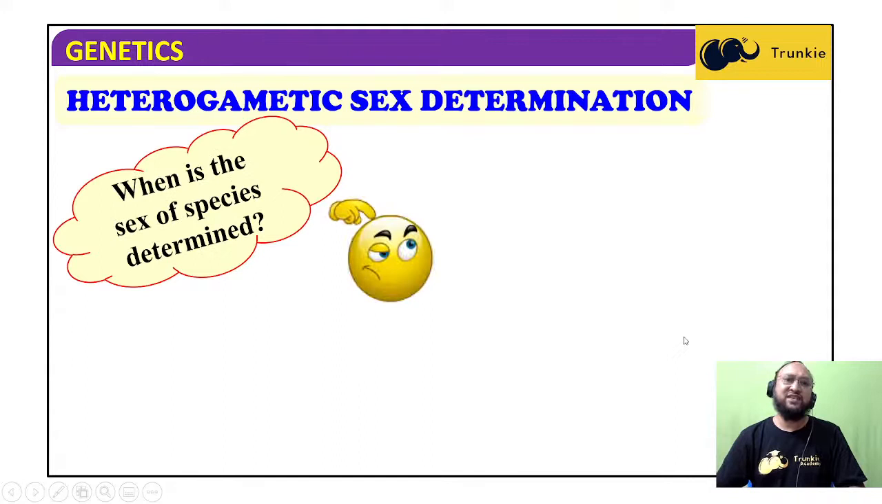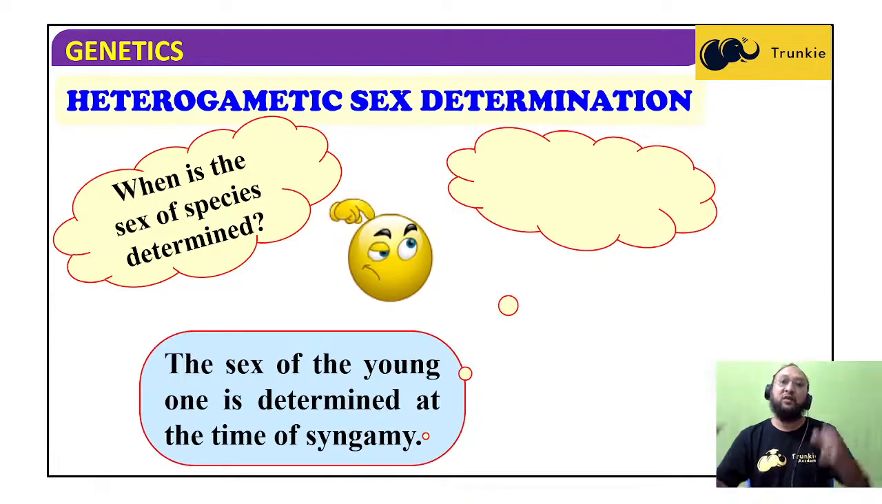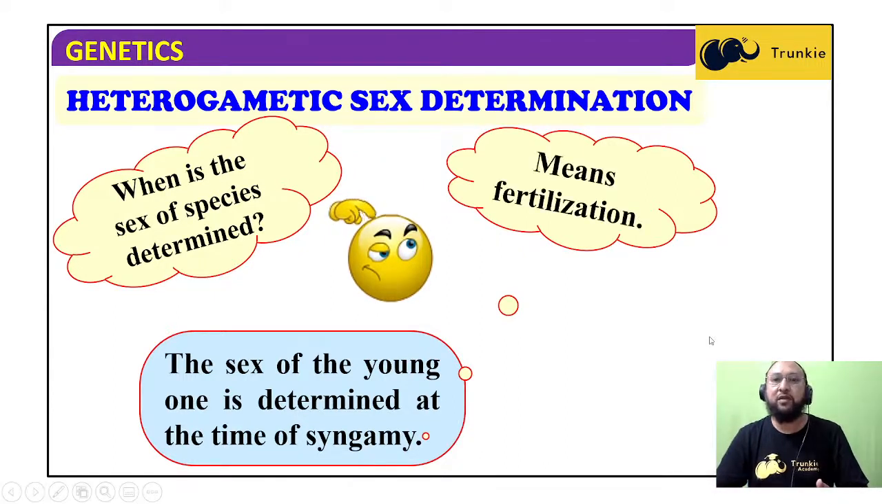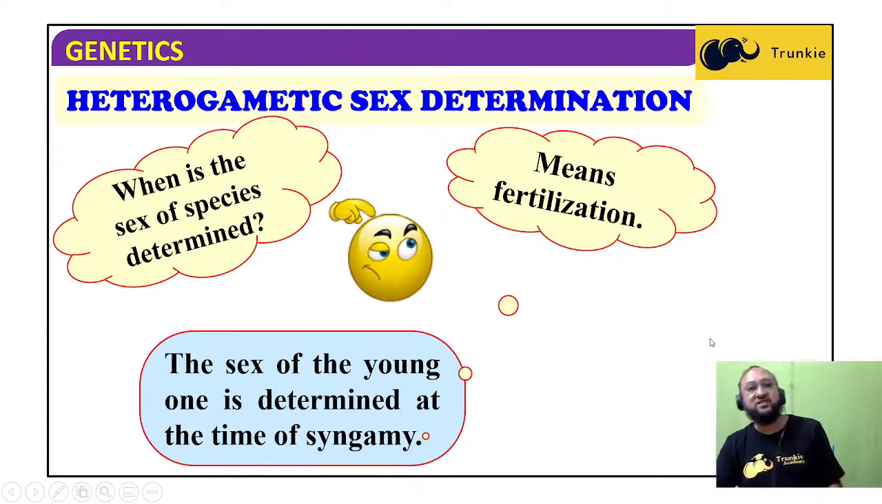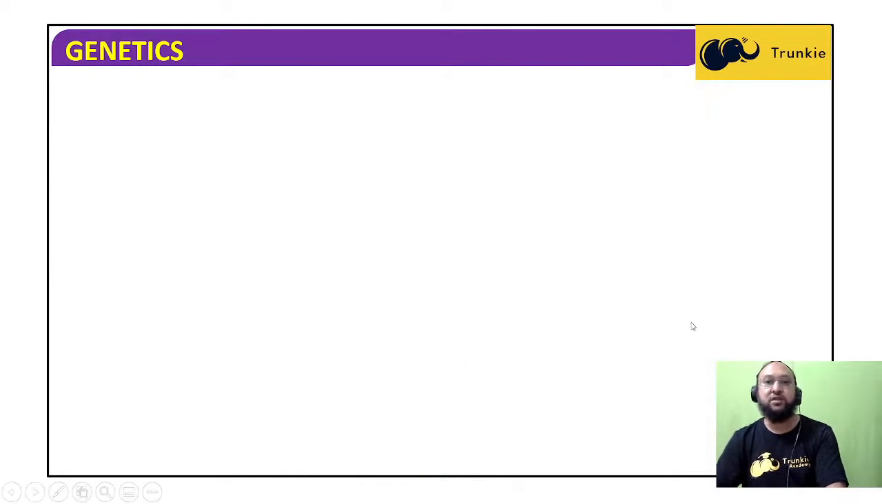When is the sex of the species determined? During fertilization, in the syngamy. When fertilization takes place, when there is fusion of nuclei, at that time, depending on which sperm fertilizes, the sex is determined. That is syngamy, meaning fertilization. Once it is fertilized, it is fixed. Now it will be male or female, and after that it is not going to change.